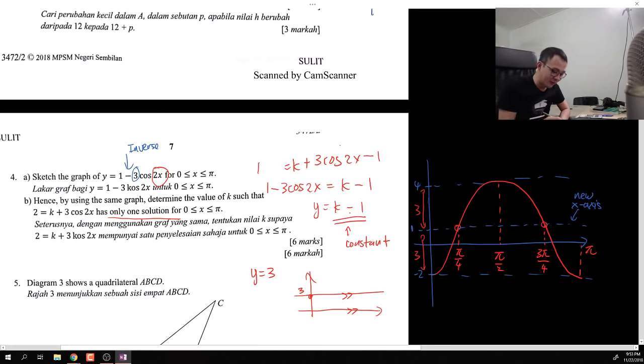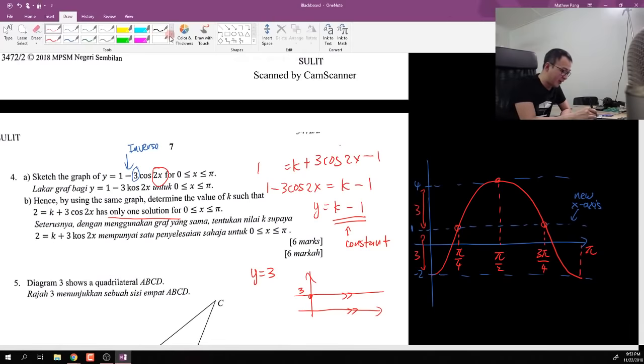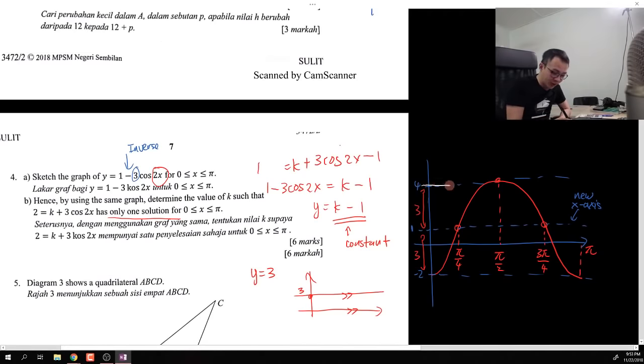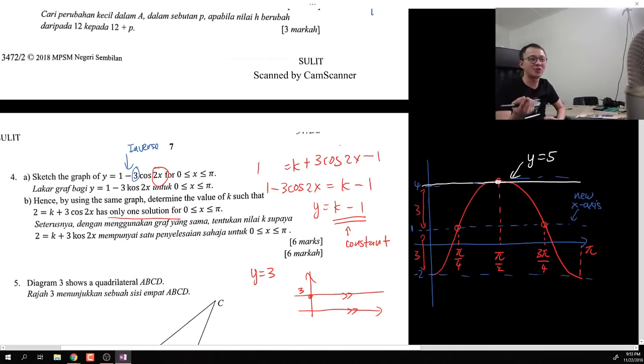So therefore, the only way in this graph, whatever parallel line, you will only touch one point, which is 4 here. Because at the maximum here, you only touch one point, isn't it? So in order to have only one solution, you only touch one point, there's a 4 here. So this line is y equals to 5, right? This is the only line where you only have one solution.